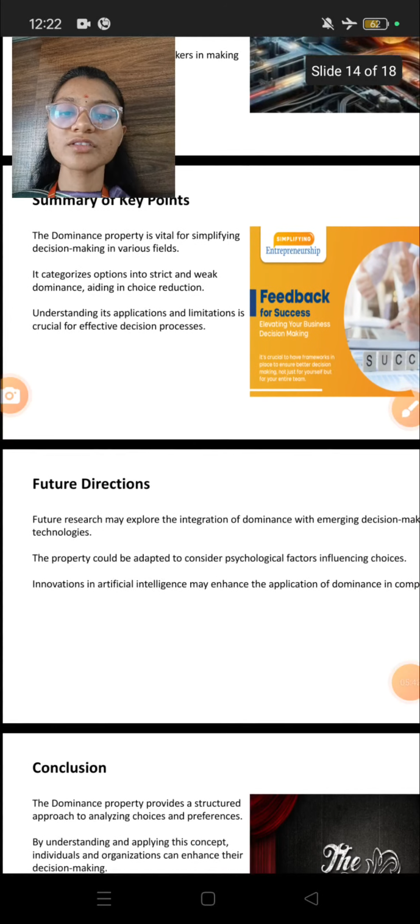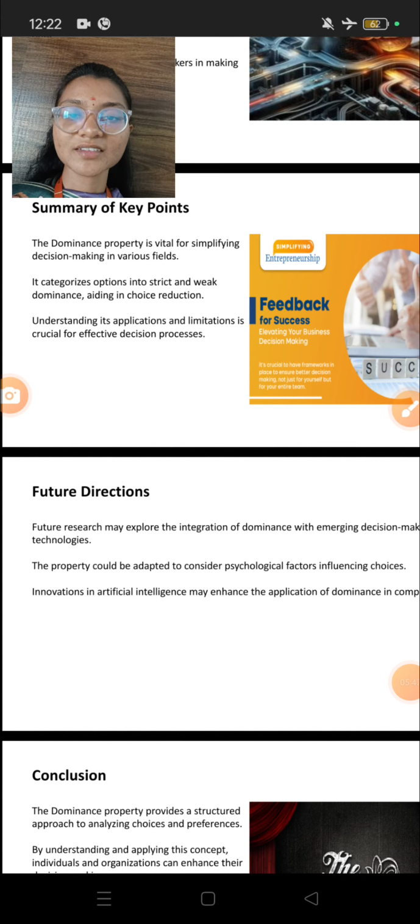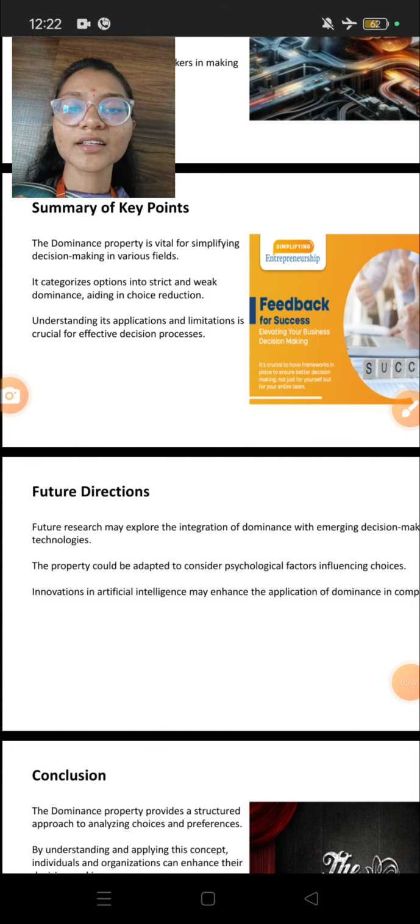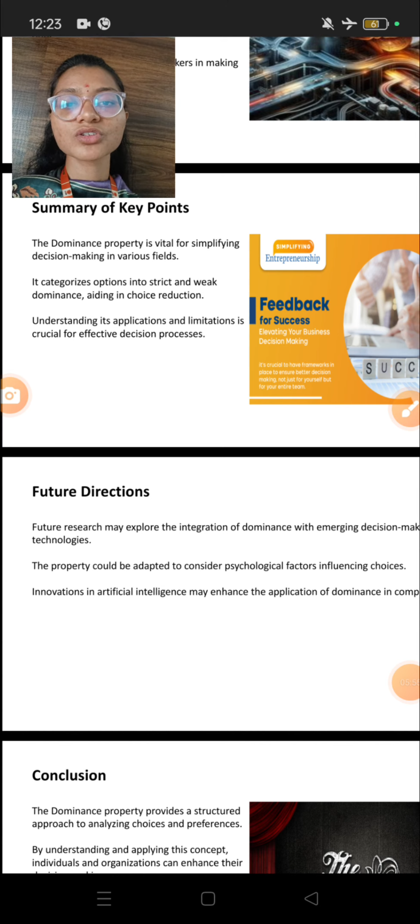Summary of the key points: the dominance property is vital for simplifying decision making in various fields. It categorizes options into strict and weak dominance, aiding in choice reduction. Understanding its applications and limitations is crucial for effective decision making.